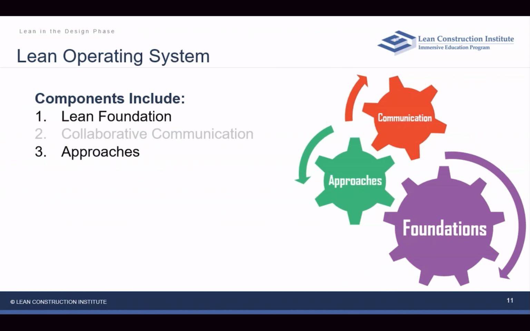So the way we're going to go about this is we're going to talk about the lean foundations, like I said, in a very expedited way. There is a primary piece of collaborative communication that's required for us to connect our approaches to our lean foundations. We're going to breeze past that, and we're going to leave that for another webinar, another presentation, because collaborative communication is a whole other deep dive into how we interact and we communicate. But today we're going to focus on the lean foundations and then the approaches that we can take.